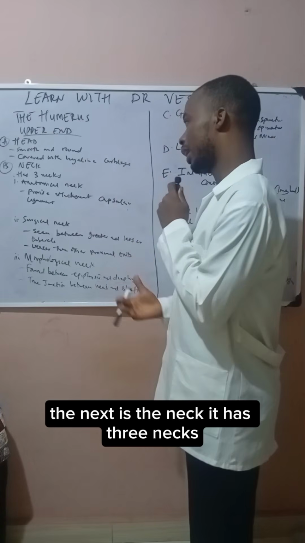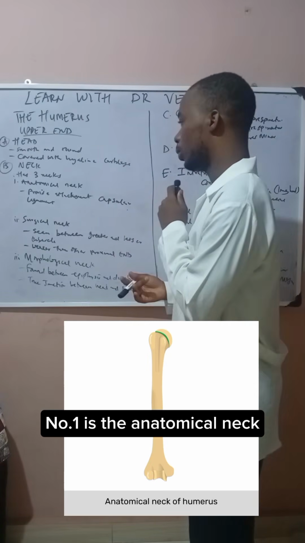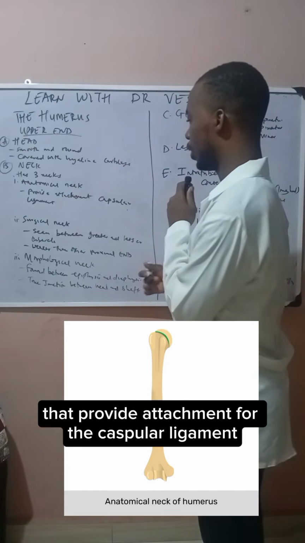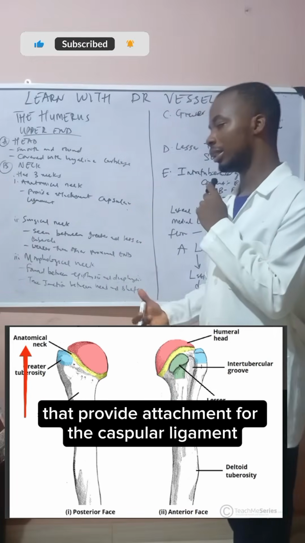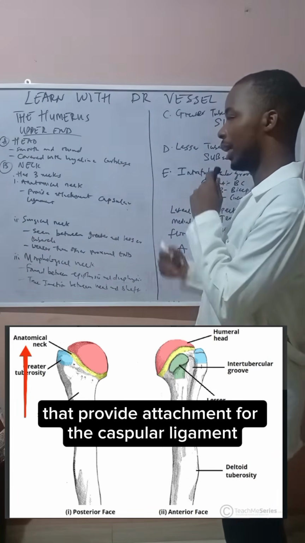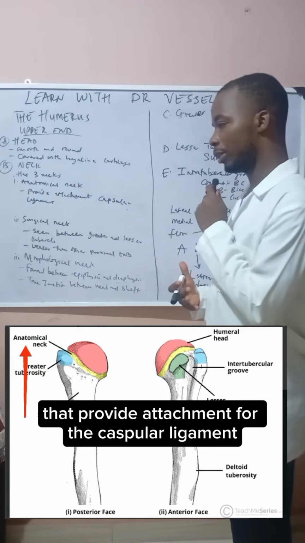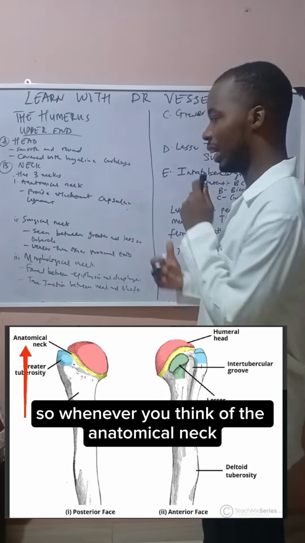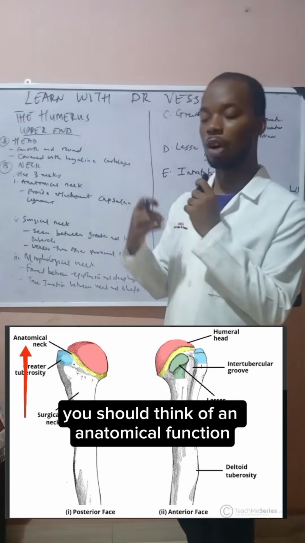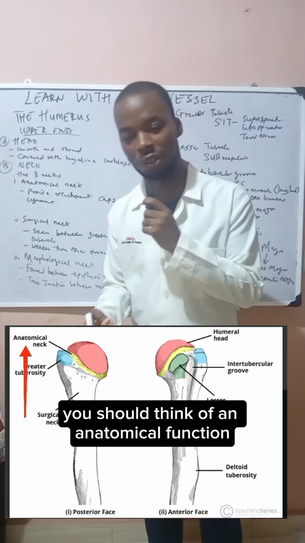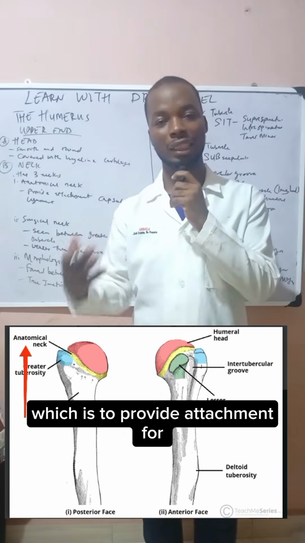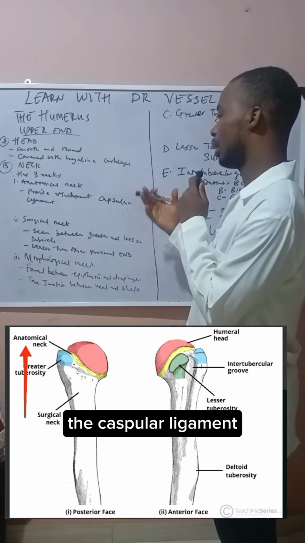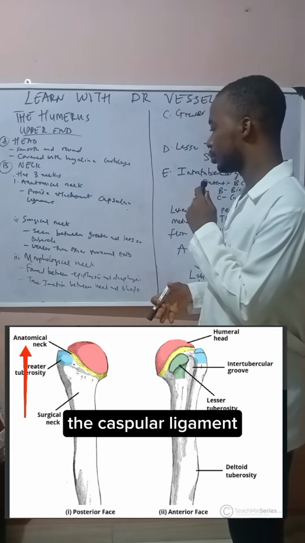The next is the neck. It has three necks. Number one is the anatomical neck that provides attachment for the scapular ligaments. So whenever you think of the anatomical neck, you should think of an anatomical function. So the anatomical neck has an anatomical function, which is to provide attachment for the scapular ligament.